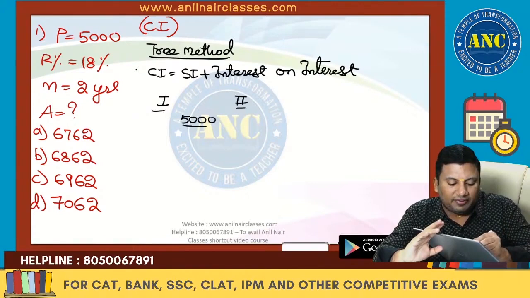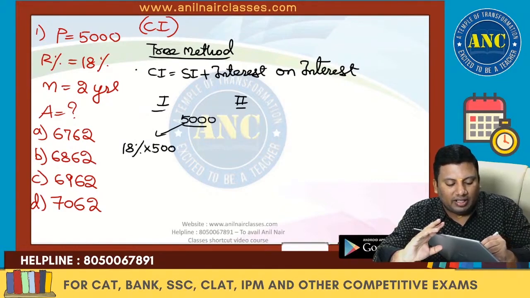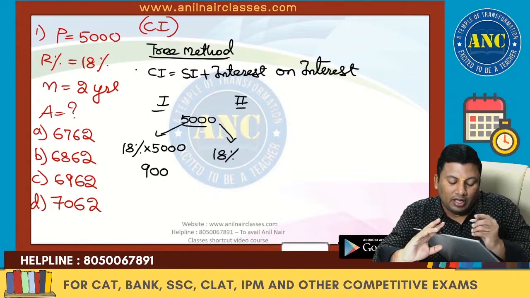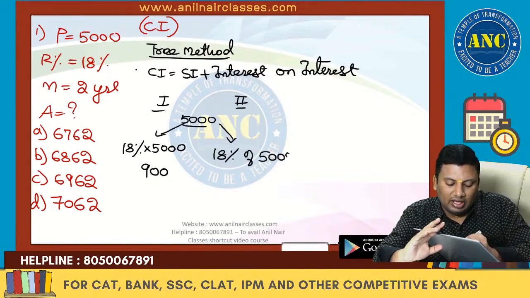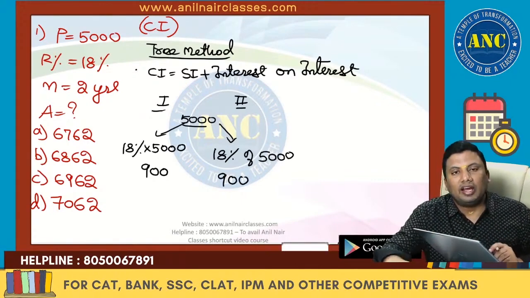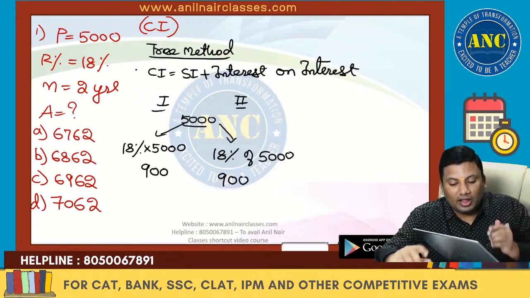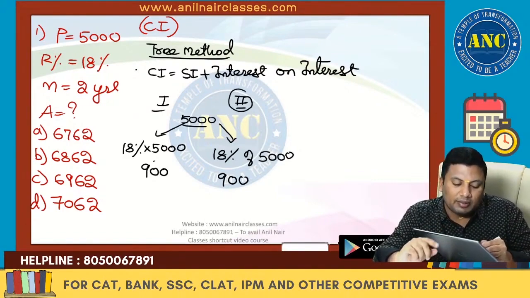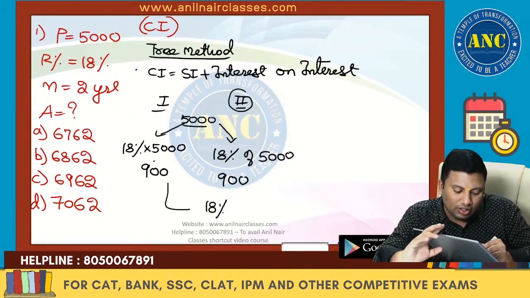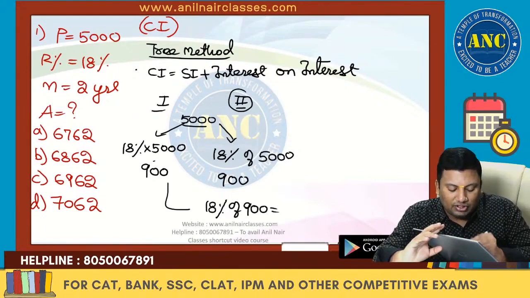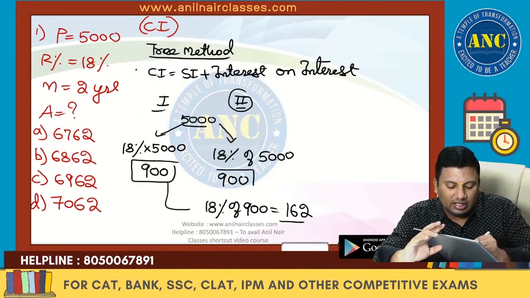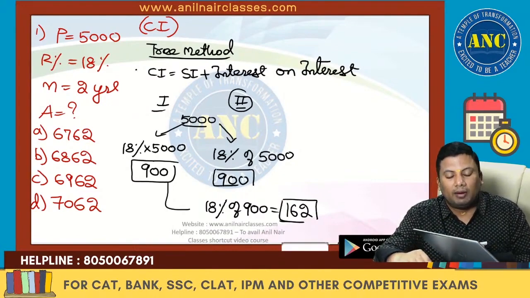Suppose the principal is 5,000. First year SI is nothing but 18% of 5,000, which is 900. Second year also it is SI. Interest remains the same for every year, so this is also 900. CI in the second year is SI for the first year, SI for the second year, plus interest on interest. So 18% of 900, which is nothing but 162. This is the first year interest. This is the second year total compound interest.